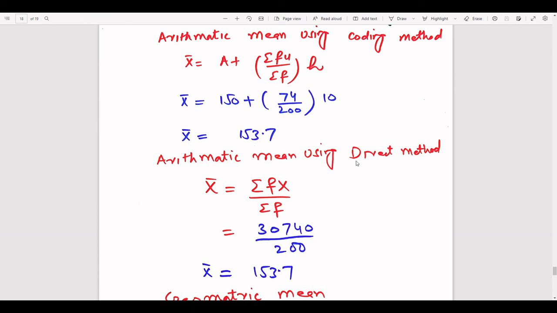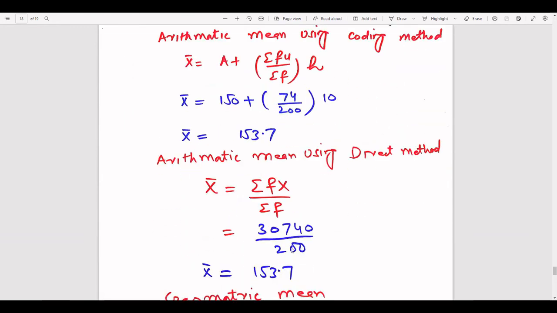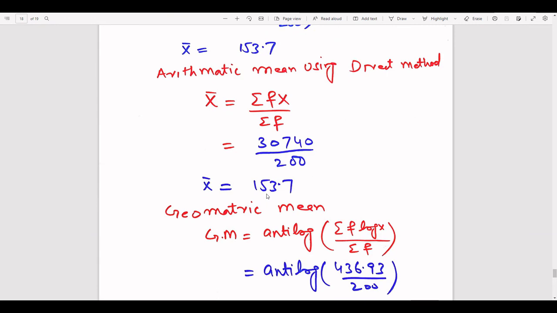Arithmetic mean by using the direct method. X bar is equal to sum of f of x over sum of f. So sum of f of x is 30740, sum of f is 200. We got the answer 153.7. Now we calculate the geometric mean.